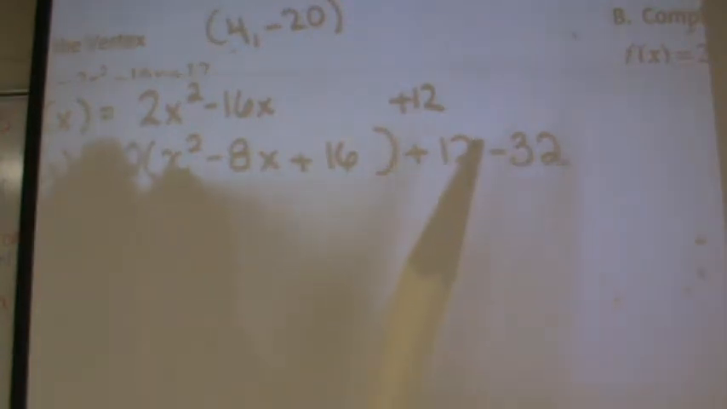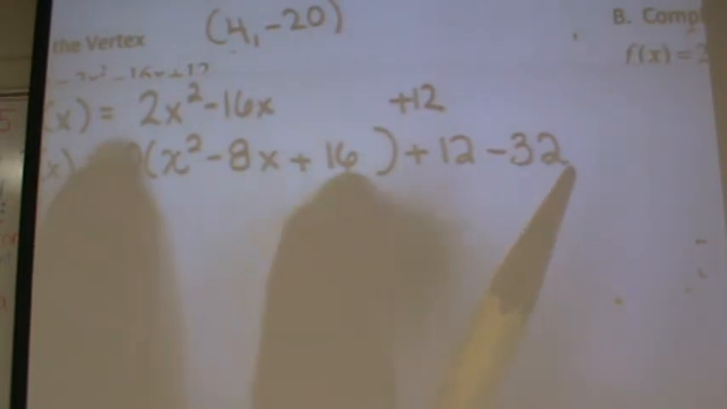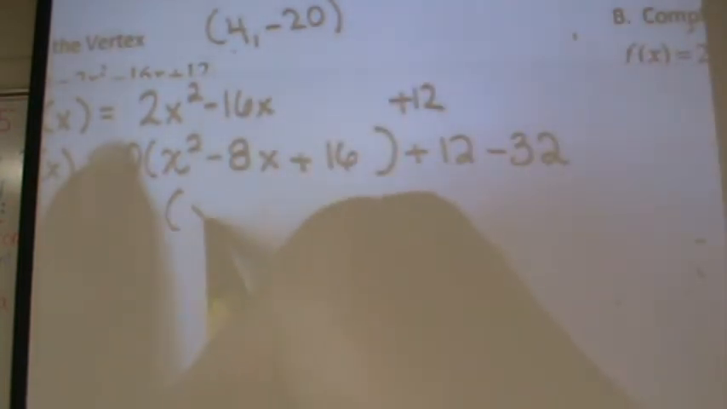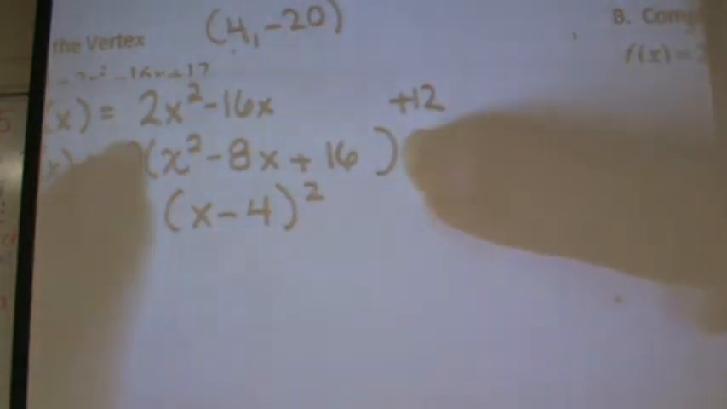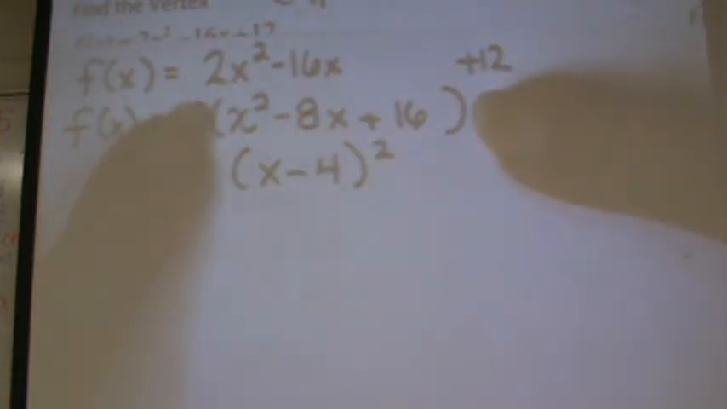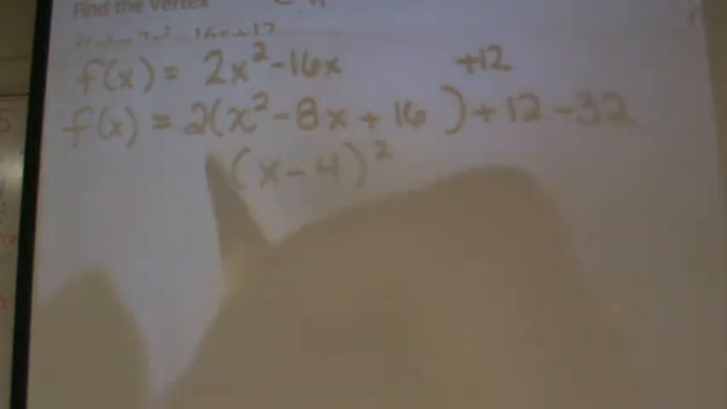Now, what does this become right here? This is a perfect square trinomial. It factors to be x minus 4 quantity squared. That's what that factors to be. X minus 4 quantity squared. And now just clean up everything else.